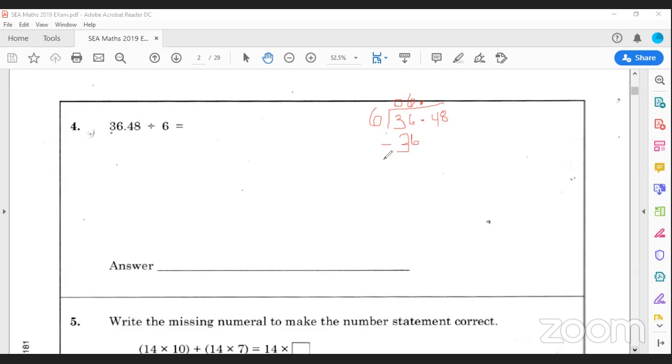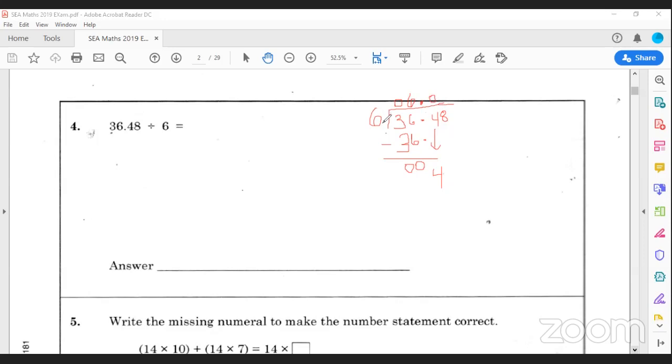Now I'm going to subtract. 6 take away 6 is 0. 3 take away 3 is 0. Now I'm going to continue the process. Usually I can bring down my 4. But could 6 go into 4? No, 6 into 4 is 0. Even if you work it out right here and you say 6 into 4, it's 0, you must write it.